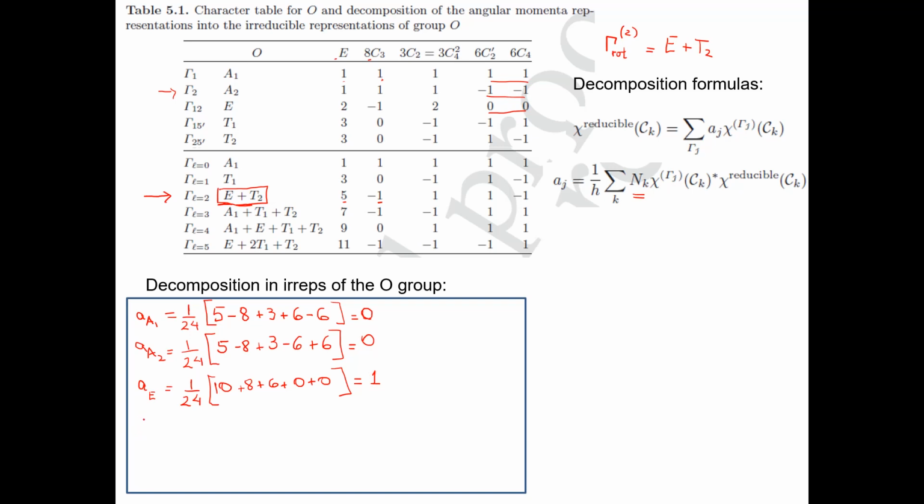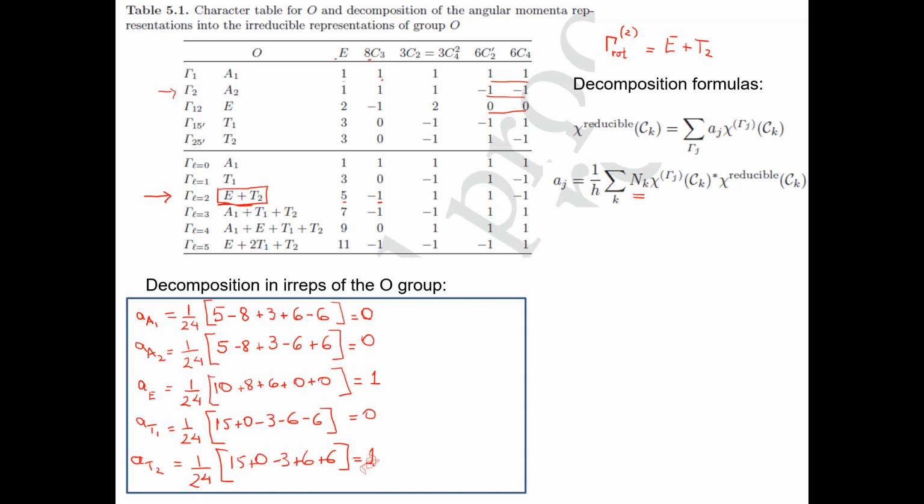Okay. Now A of T1 is 1 over 24. Let's do it faster now. 15 plus 0 minus 3 minus 6 minus 6, which is 0. And finally T2. 1 divided by 24. 15 plus 0 minus 3 plus 6 plus 6, which is also equal to 1.